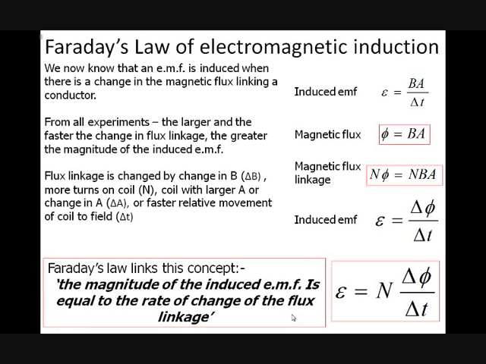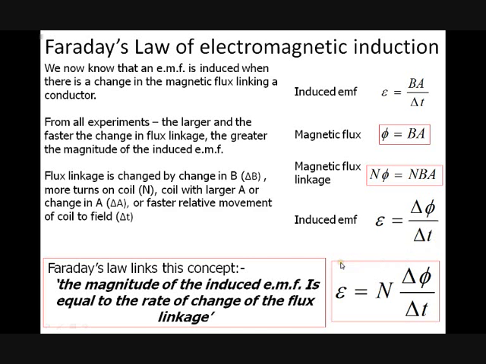Okay, in summary then, I've covered quite a lot. We know that an EMF is induced when there is a change in the magnetic flux linking a conductor. This is the formula we started off with. The induced EMF is the rate of change of flux. We then define magnetic flux as being B times A. So magnetic flux linkage was NBA. So our formula at the top of the screen here becomes the induced EMF is equal to the change in flux divided by the change in time.